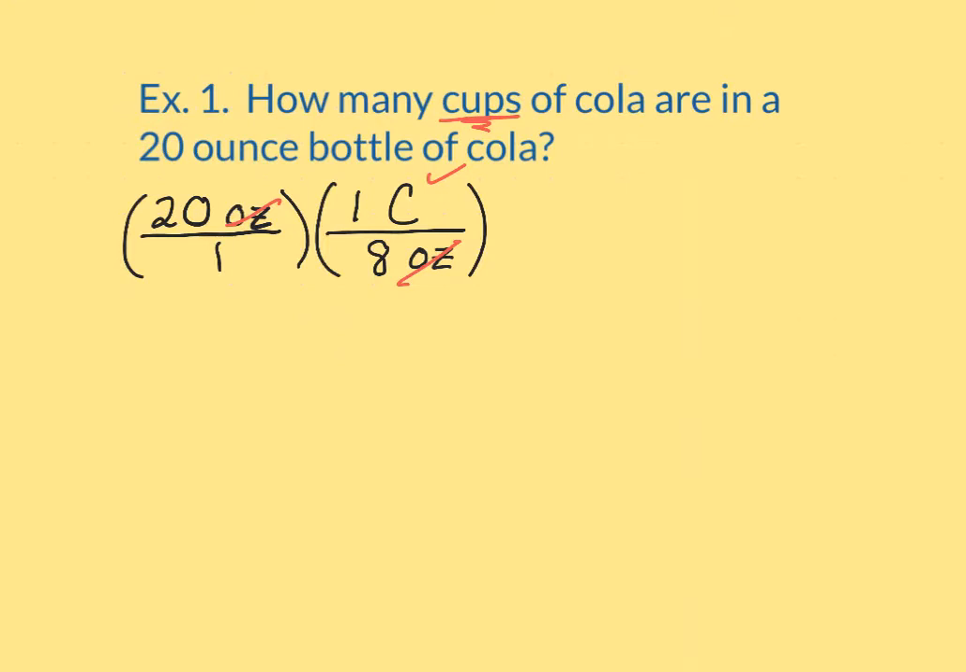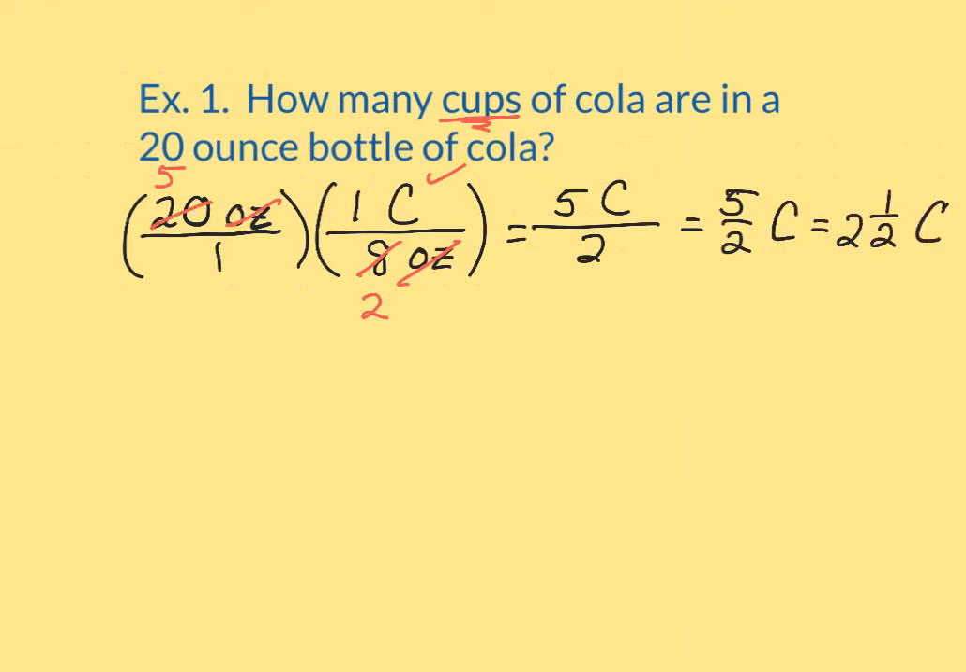And now I can multiply straight across, or I can go ahead and say, there has to be a common factor here between 8 and 20. They're even. In fact, there is a factor of 4. So 8 divided by 4 is 2. 20 divided by 4 is 5. So if we multiply straight across now, we get 5 cups over 2 with no units. So we have 5 halves cups, or 2 1/2 cups, converting this fraction to a mixed number.